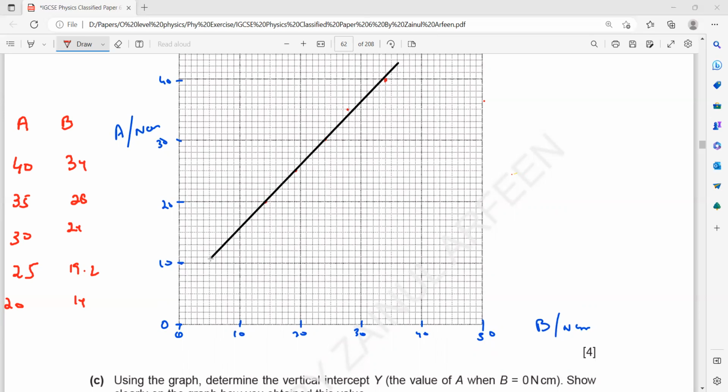Usually in physics, the graph which you will get will be a straight line, not always, but in most questions it will be a straight line. So if we draw the graph like this, with one point above and one point below, then to find the y-intercept, you extend this line until it reaches the y-axis. The point where it reaches the y-axis is the y-intercept. So this value is the y-intercept for us.